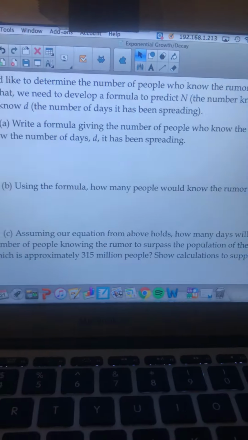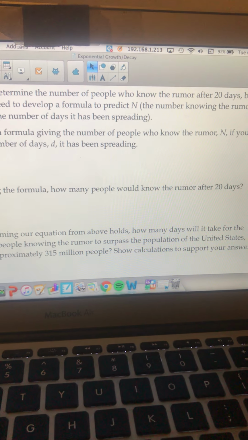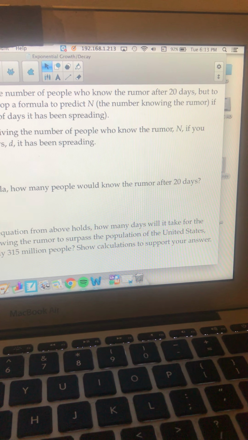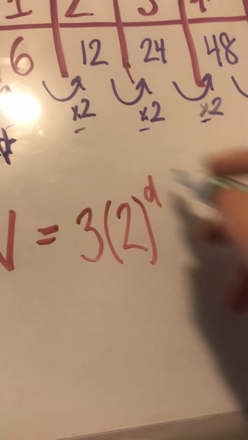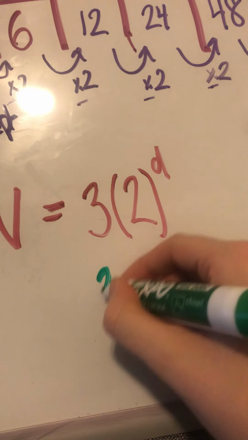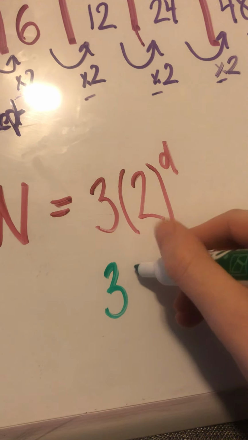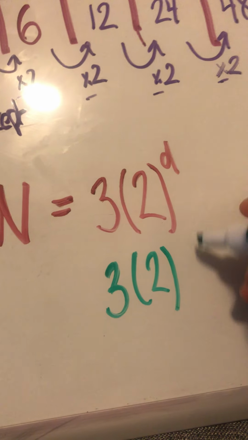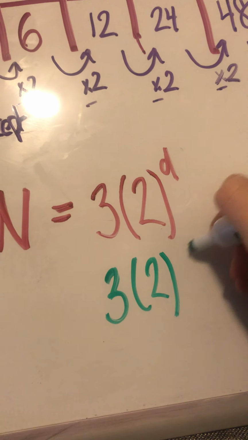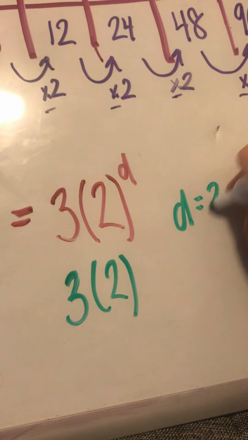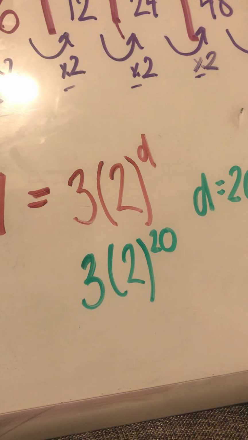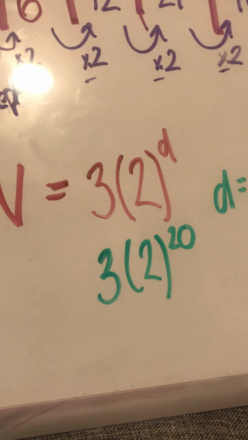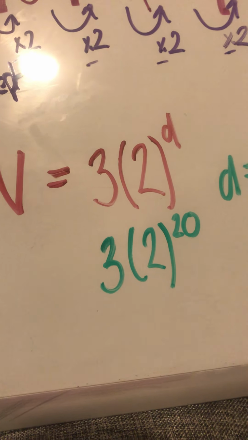So part B is now saying to you, using this formula, how many people would know the rumor after 20 days? Well, this should now become a very straightforward question. You have your equation here. I know that my y-intercept is 3, my base is 2, but it's saying to me 20 days. That's basically saying to you, hey, D is equal to 20. So I can substitute that in. And at this point, this is a straight calculator question.